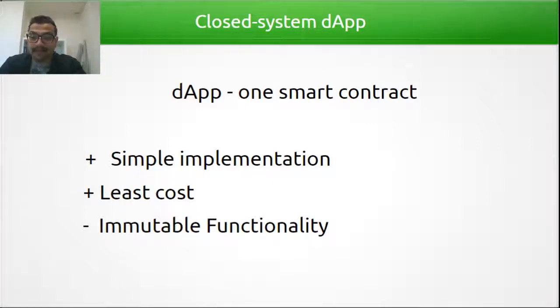Closed system dApp. This is the most simple form, a dApp that is one contract and keeps all its state and function within it. Pros, simple to understand and design for. Cheapest, no requirement to talk to other contracts. Cons, immutable functionality. Once published, there is no way to change behavior.